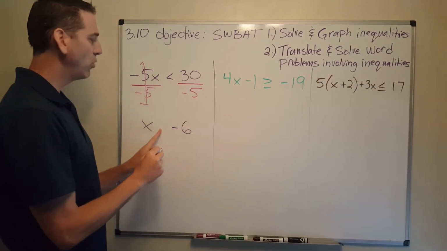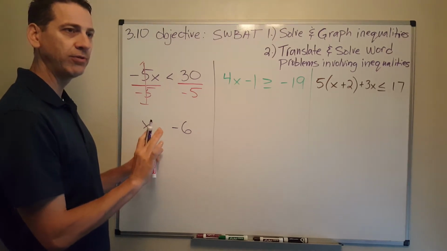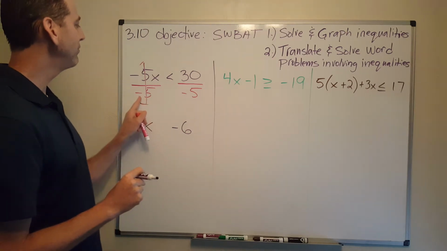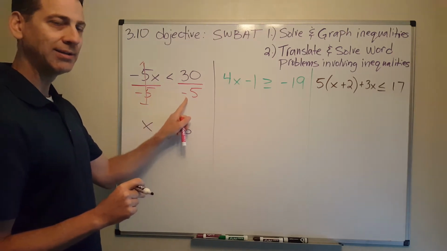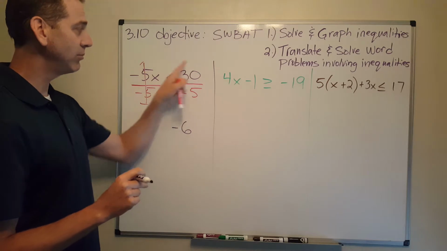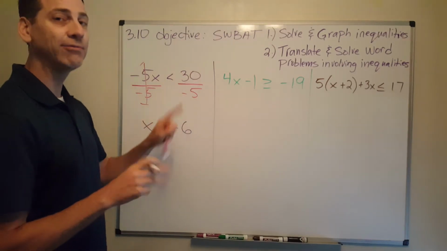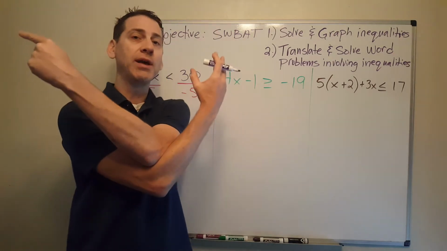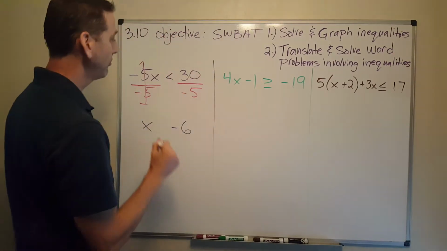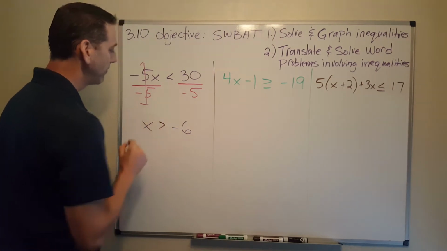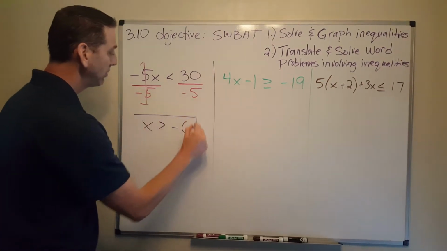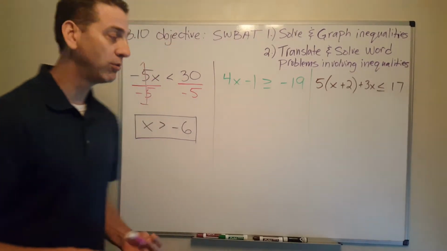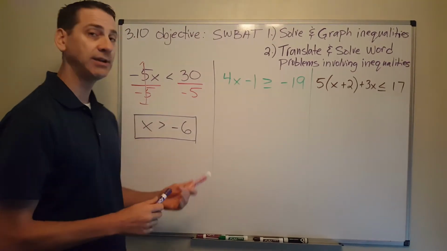Okay, what should I do with my symbol? Should I reverse it or not? Well, you see I divided by a negative number, didn't I? All right, it doesn't matter about this number. This number right here. I divided by a negative. And anytime I divide by a negative number, essentially I'm flipping that number line. Okay, so I need to flip my sign as well. So x, the solution is x is greater than negative 6. That's how you would read that. X is greater than negative 6.